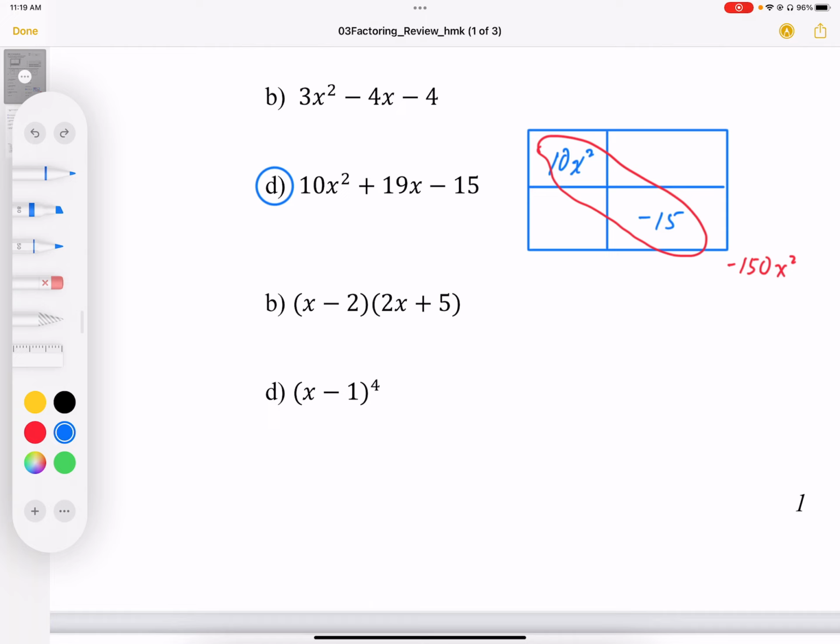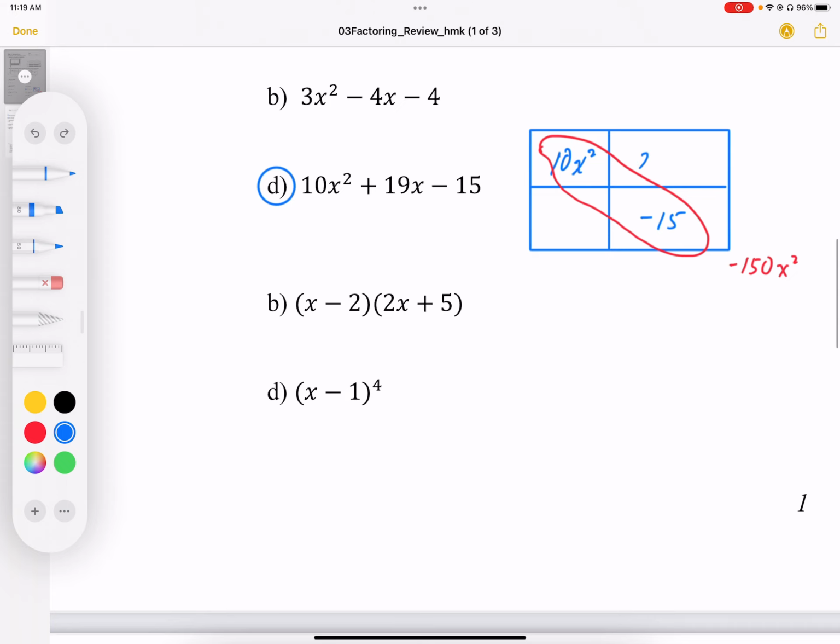That means we need to look at the factors of 150. Well, 10 times 15 would work, but that doesn't add up right. 25 times 6 would give us 150, and if we have negative 6 and positive 25, that adds up to positive 19. So this is what we're looking for: 25x here and negative 6x here.